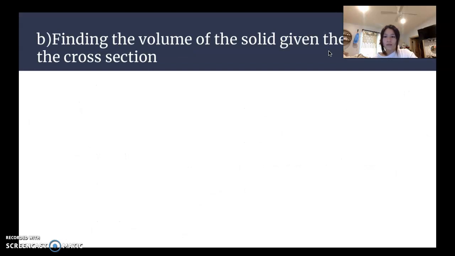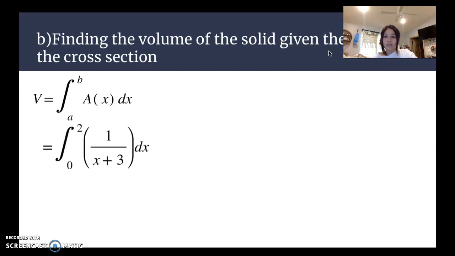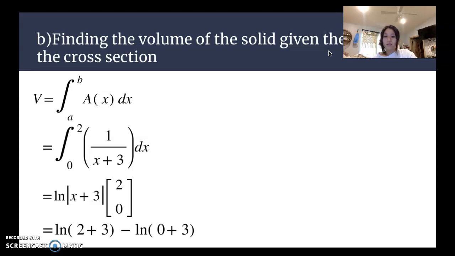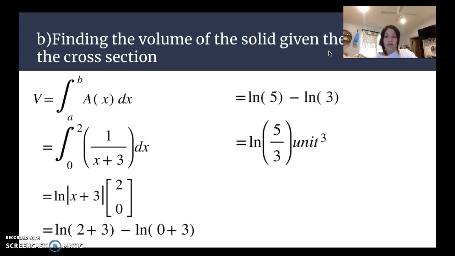And then for part B, we're finding the volume of the solid given the area of the cross-section. So since they give you the area of the cross-section, we're just finding the antiderivative of it. Here I just plugged in the limits of integration and the area that they gave us, and then I found the antiderivative. Now I'm using the Fundamental Theorem part 2, and then simplifying, and I got ln 5 over 3 units cubed because we're finding the volume.